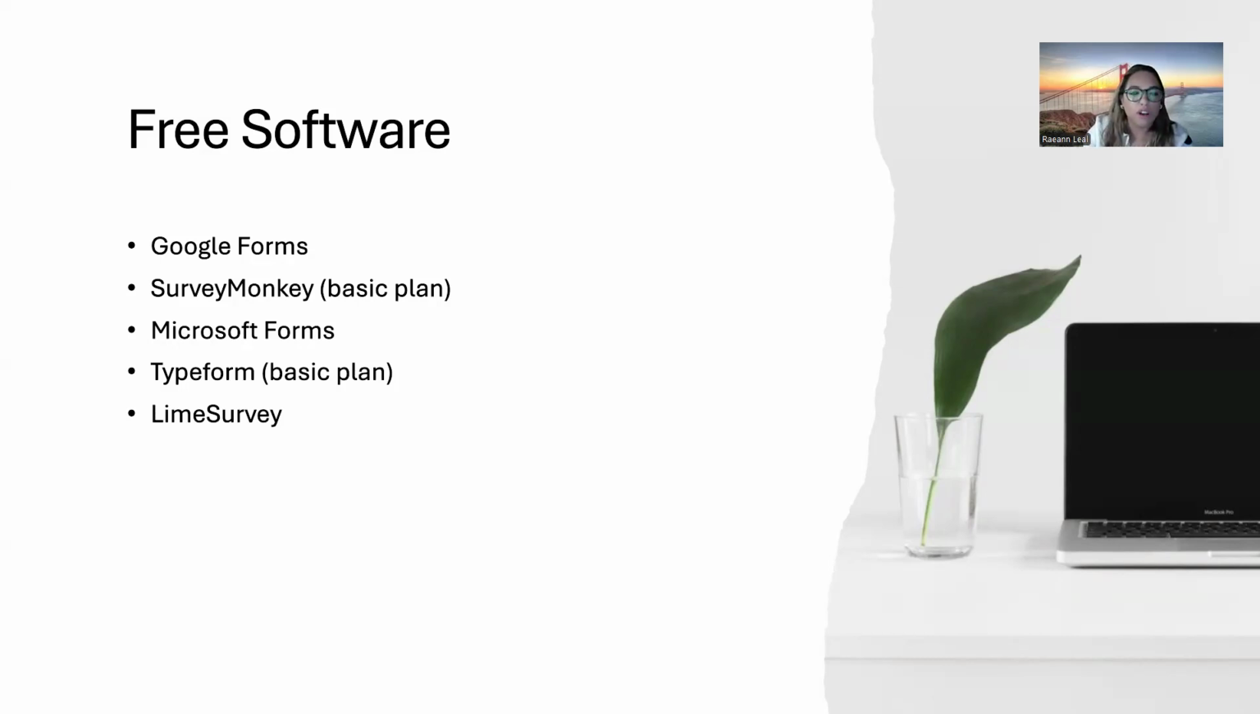Now we're on to free software. Now we'll discuss an overview of free software options for online surveys. Here are some popular tools that you can use. The first one is Google Forms. This one is ideal for those seeking ease of use and seamless integration with other Google services. It's perfect for quick surveys and data collection. The second one, which you probably heard mostly, is SurveyMonkey. It's a well-known tool with a basic free plan that offers essential survey features. It's a great choice for those who need a reliable and widely used platform.